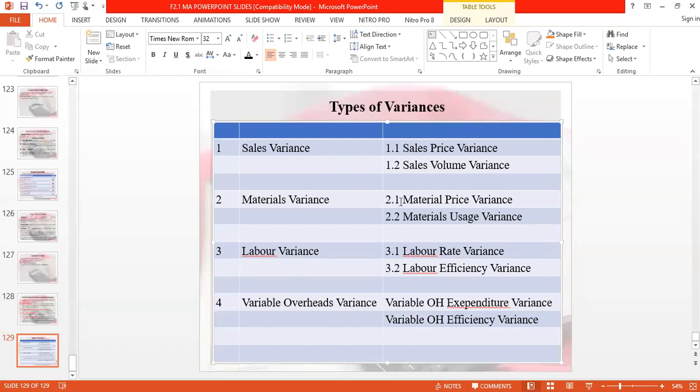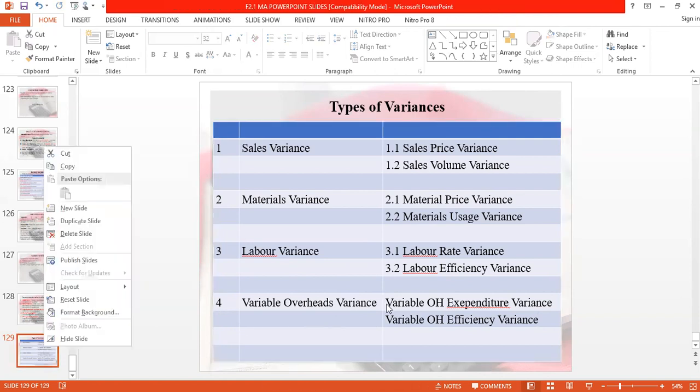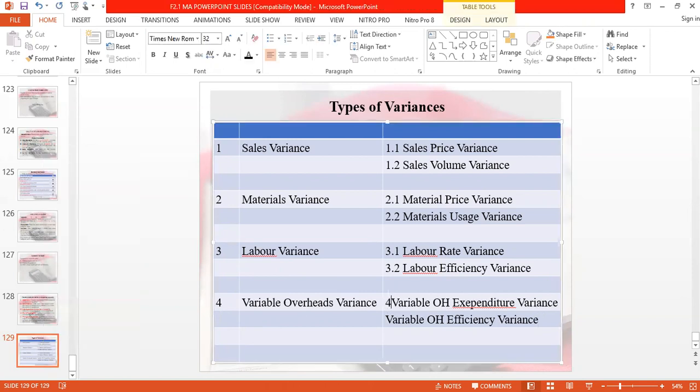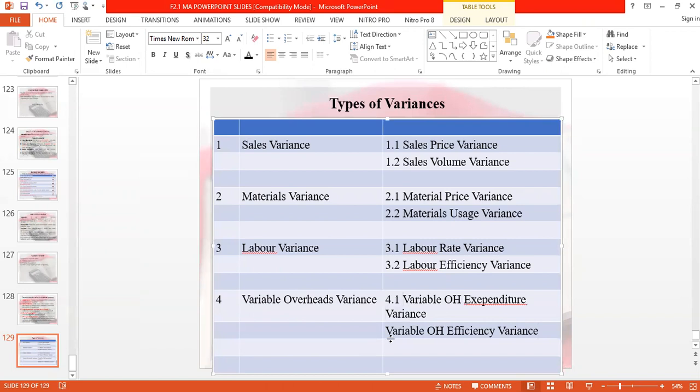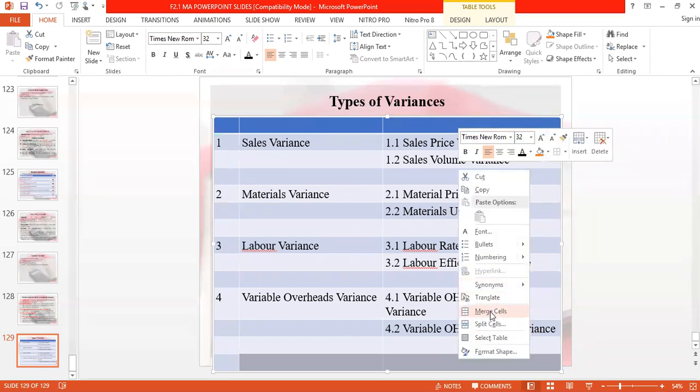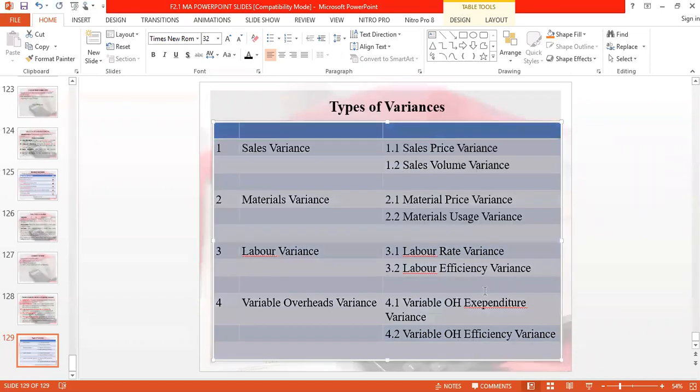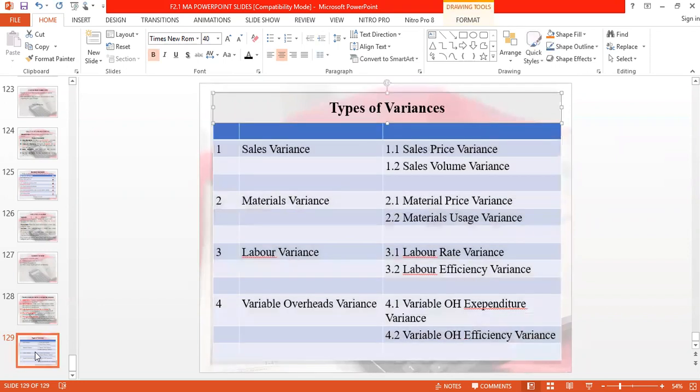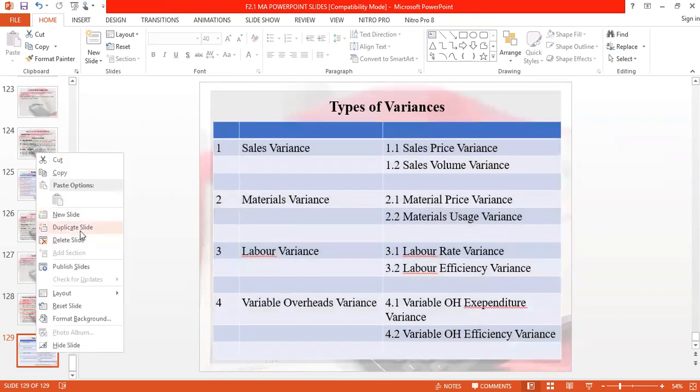So that is number 4. I'll duplicate that so that I go. Number 4 is 4.1, and here we have 4.2. So let me delete this so that it fits. We've reached number 4. Duplicate. Number 5.